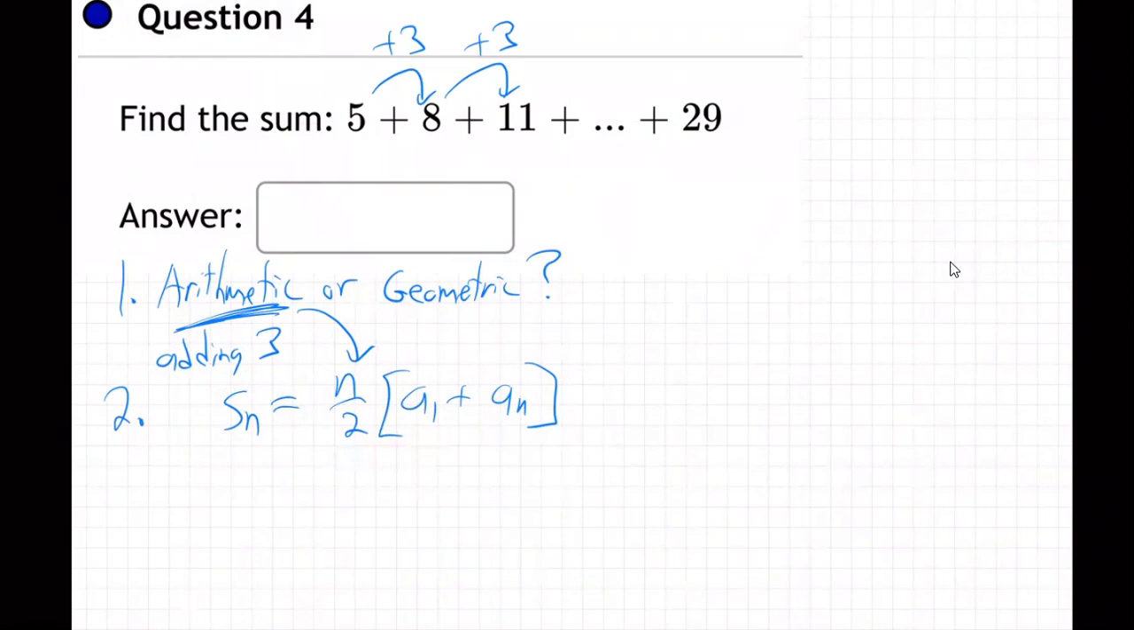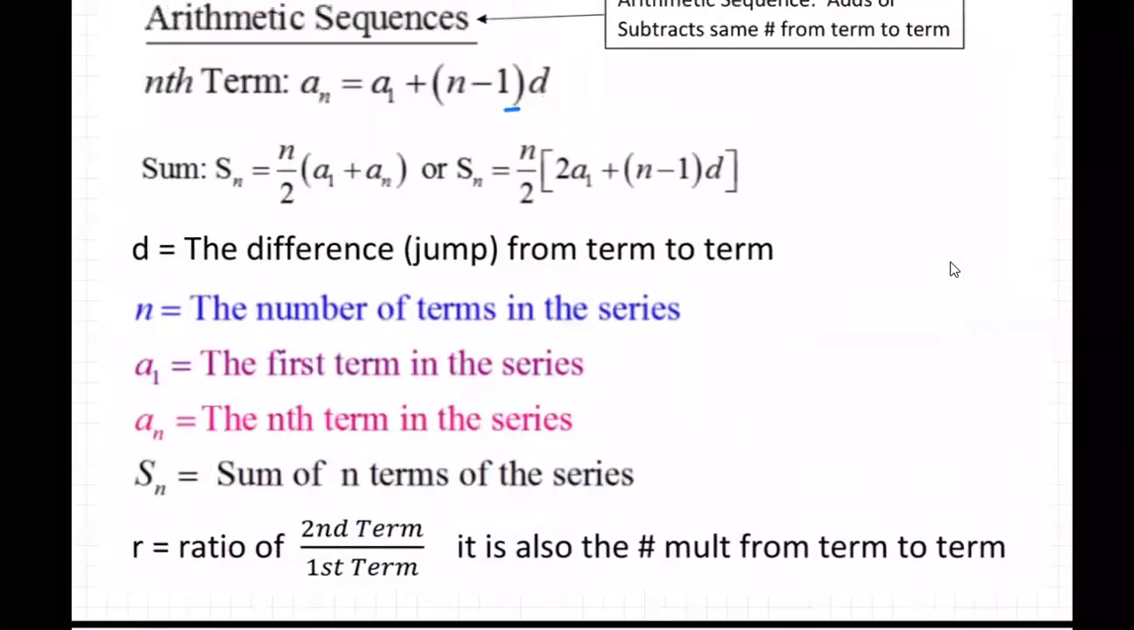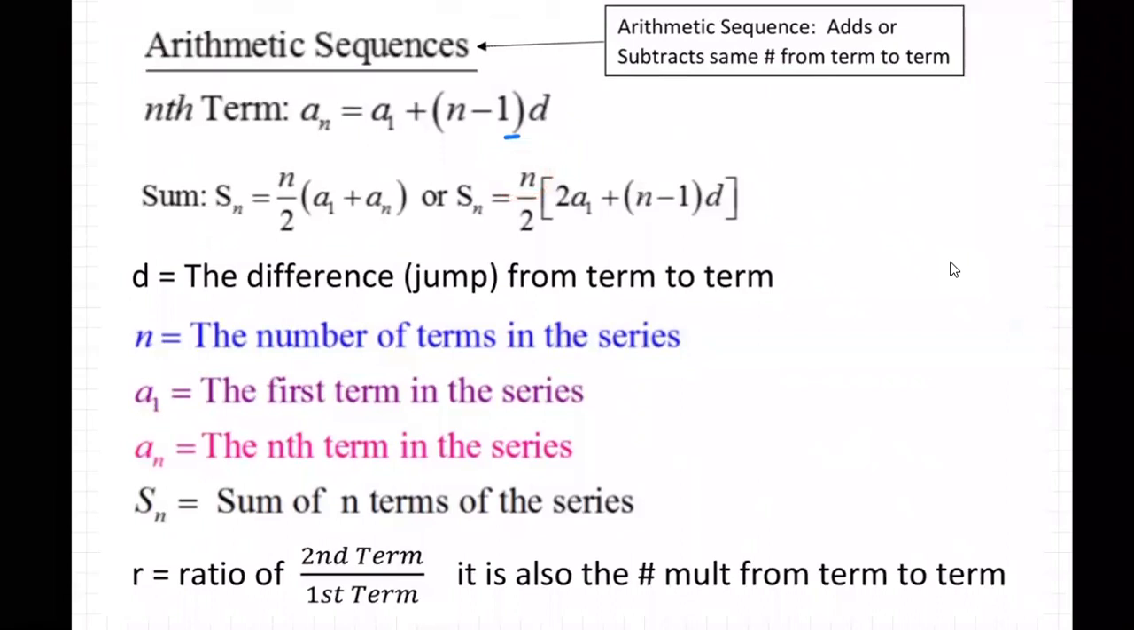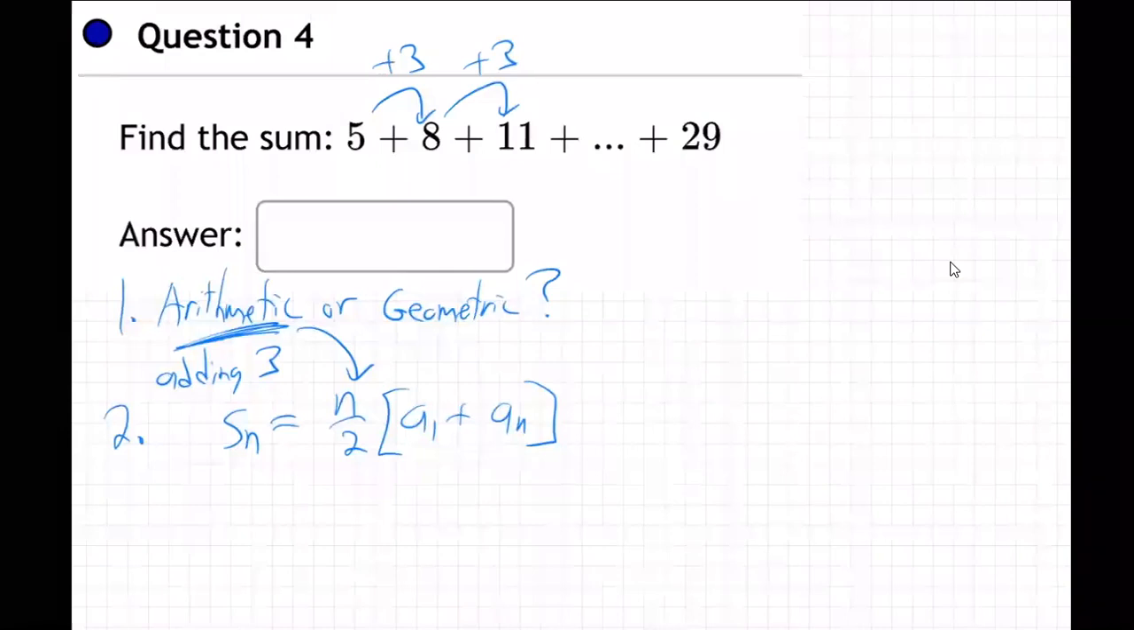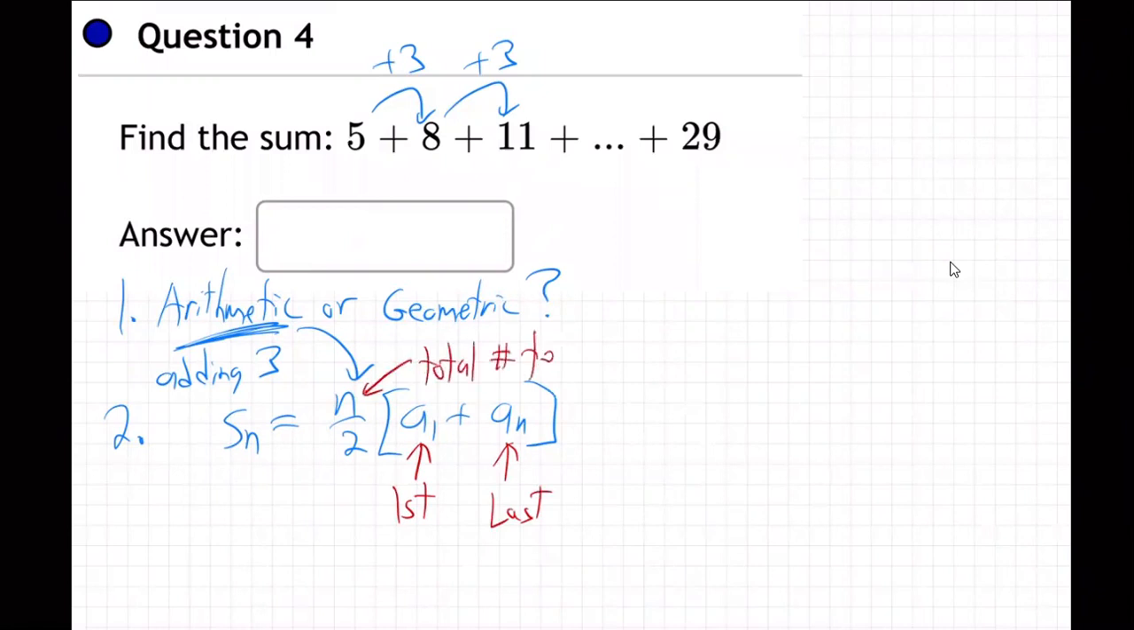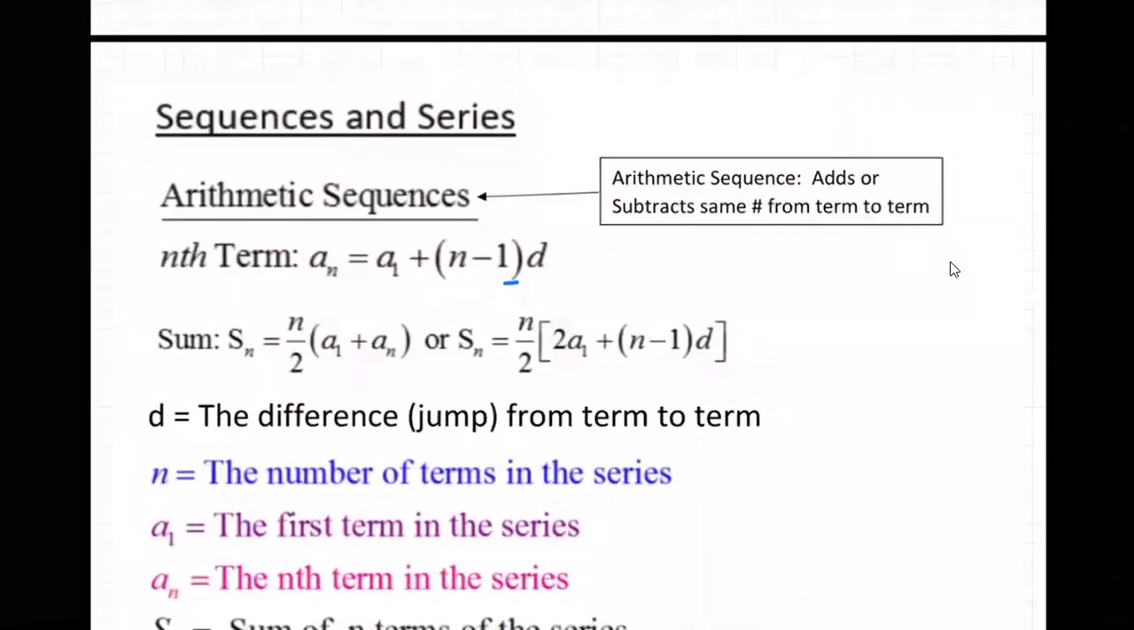Okay, so let's plug this stuff in. Now the problem is right off the bat, we don't know n. N is how many terms, and I don't know how many terms there are. Could I use the other formula? No, that has n also. It's not going to really help. So we're going to have to do some work either way. This right here is the first term, this stands for the last term, and n is the total number of terms. I'll show you this down here in the formulas.